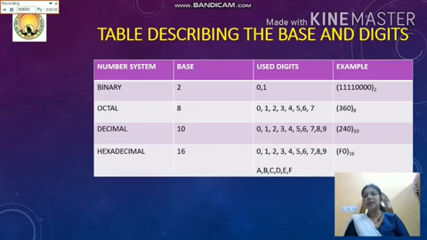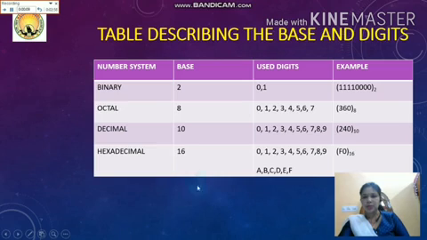Next is the table describing the base and digits of all 4 number systems: what their base is, how many digits are used, and one example of each. Here the binary number system's base is 2. How many digits are used? 0 and 1. From the base you can tell which type of number system the example is: binary. Next comes octal. Here the base is 8, and the digits used are 0 to 7.